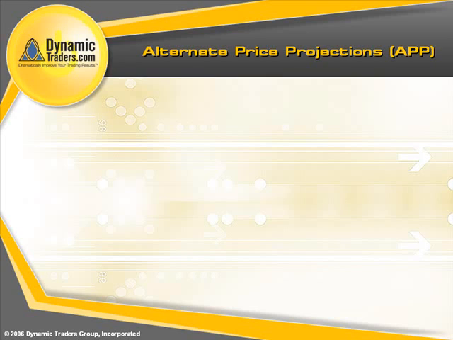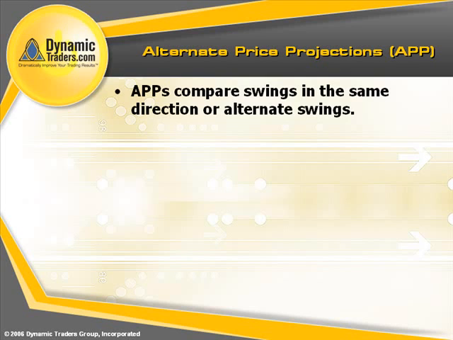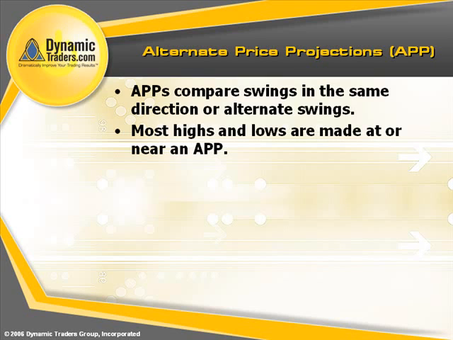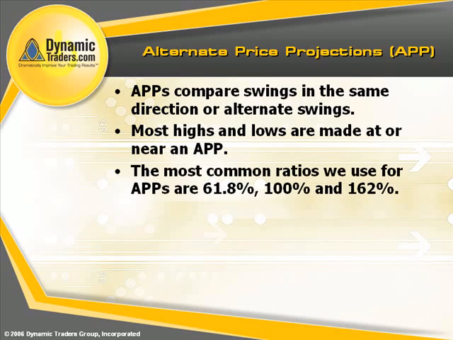Okay, as Bob mentioned, in addition to internal price retracements, we also use alternate price projections as part of the dynamic trading approach. We also call these APPs. Now, APPs compare swings in the same direction or alternate swings. What we know about cycles, counter trends, and trends is that most highs and lows are made at or near an APP. And the most common ratios we use for APPs are 61.8%, 100%, and 162%.